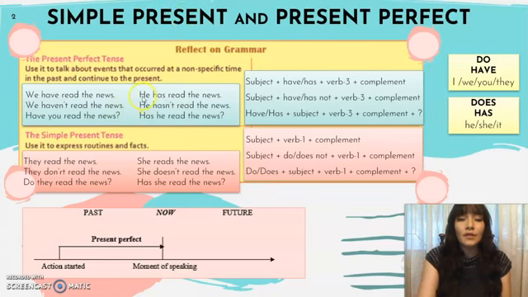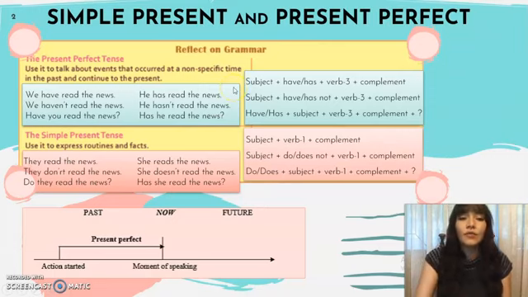So now, let's analyze another example by taking into account the third person. We have: he has read the news. He hasn't read the news. Has he read the news? Okay, what can you notice here? What happened with the auxiliary verbs? That for I, we, you, and they, we use the auxiliary verb have, and for he, she, it, we use the auxiliary verb has.